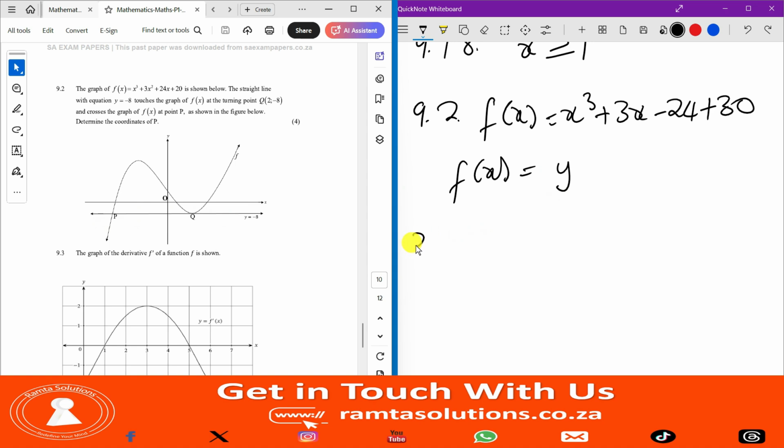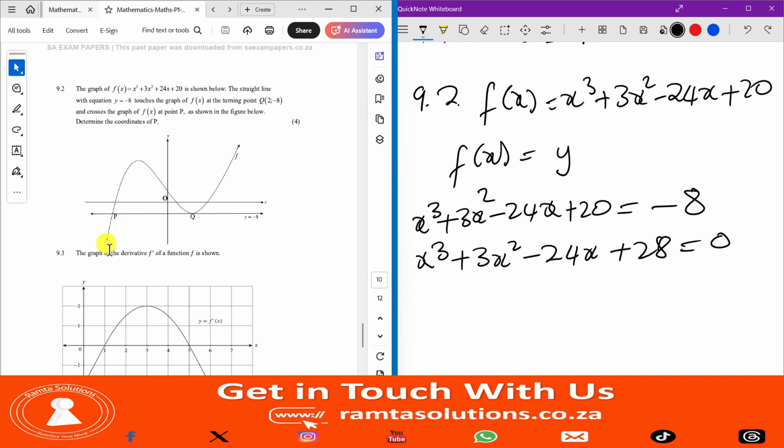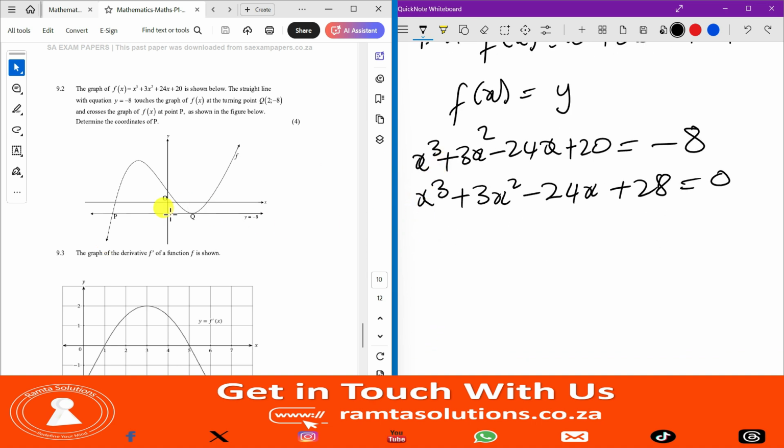So what is f of x? It is x cubed plus 3x squared minus 24x plus 20 equals negative 8. So this therefore is x cubed plus 3x squared minus 24x plus 28 equals 0. We are looking at the point of intersection. So we already know one of the points of intersection here. We need to know the other.